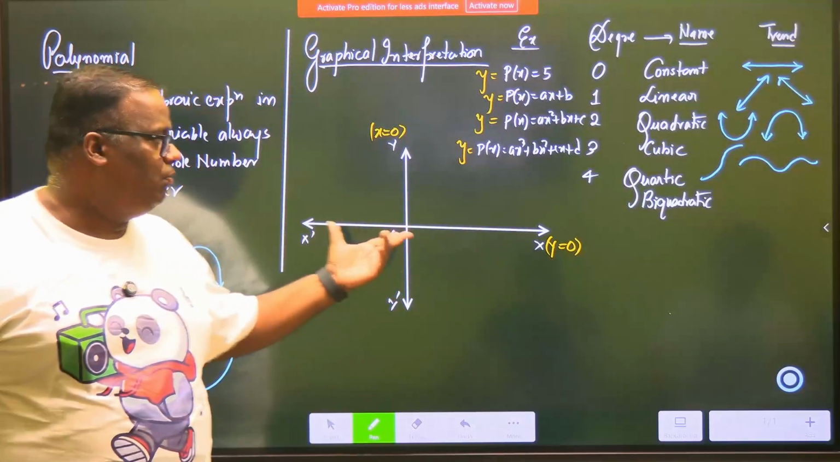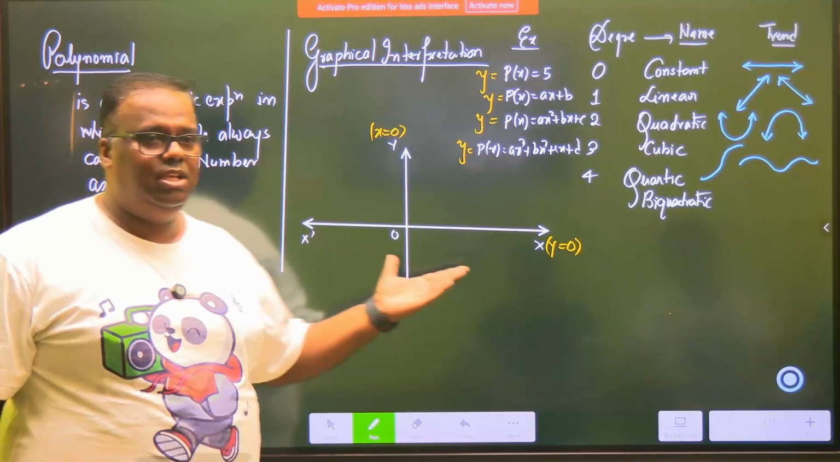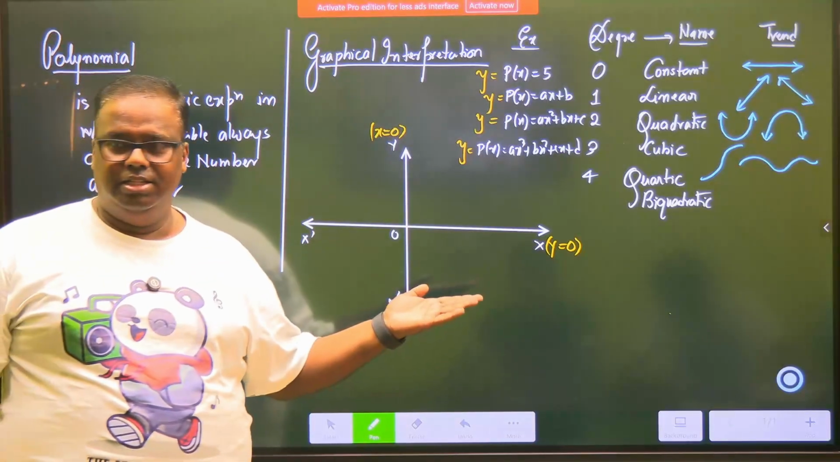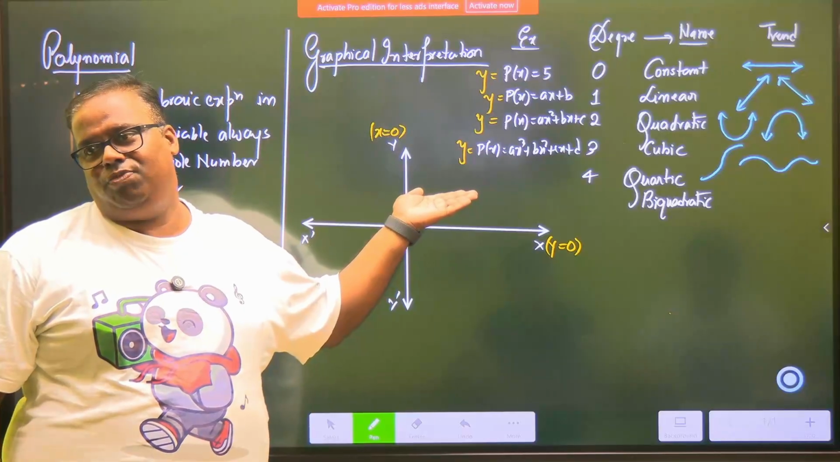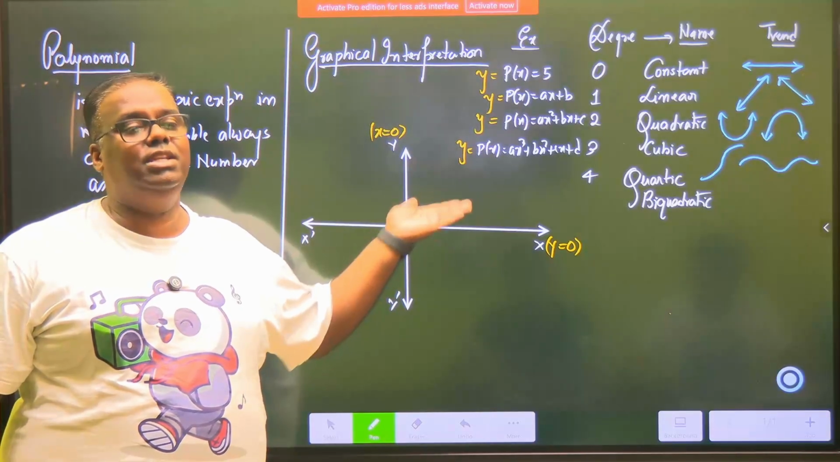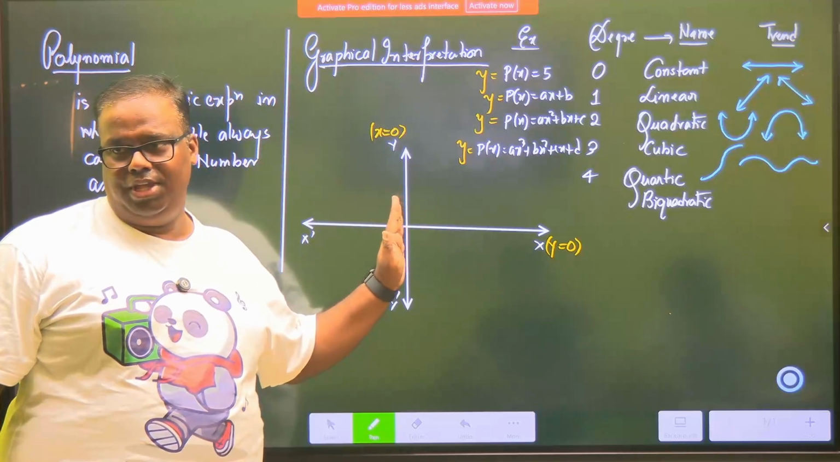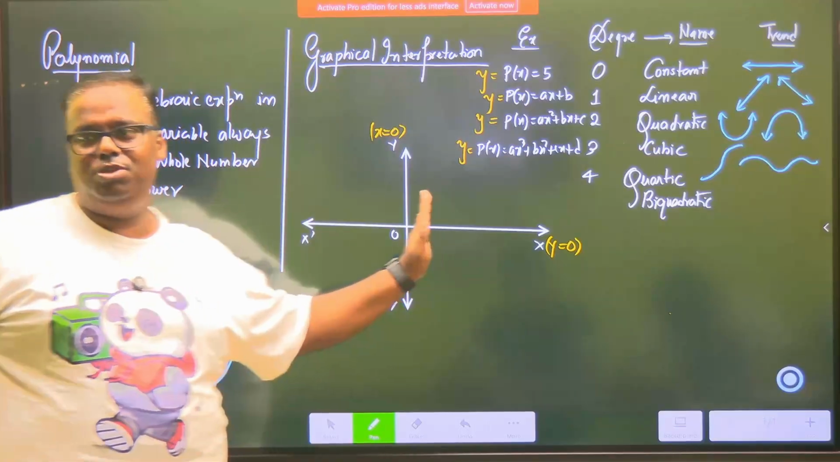What is the equation of the x-axis? y equal to 0. If I say plot a graph y equal to a, that means you shift the x-axis by a upwards. If I say y equal to minus a, you will be shifting it downwards. This is x equal to 0. x equal to b means you will come b units this side. x equal to minus b means you will shift this side.